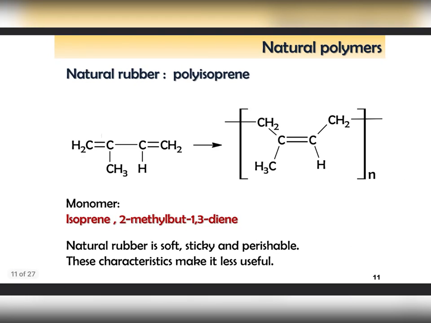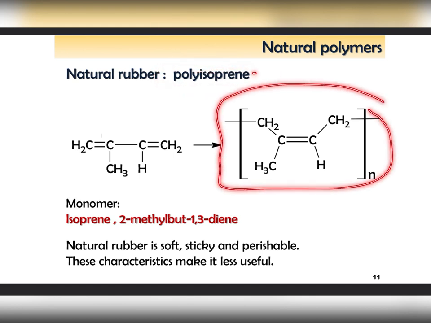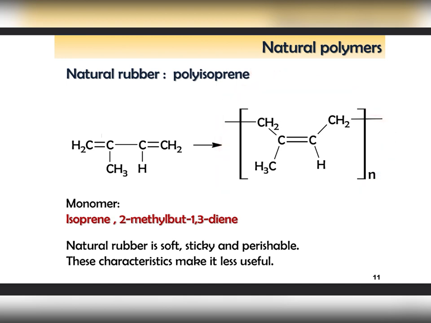Okay, so now kita tengok natural rubber pula. So we have polyisoprene. So ini adalah structure of polyisoprene. Okay, so the monomer is this one, isoprene. Ini monomernya. Ataupun the IUPAC name is 2-methyl-1,3-butadiene. Okay, so diene sebab ada dua alkin C double bond C lah. So natural rubber, sifat dia adalah soft, sticky and perishable. So this characteristic make it less useful. So sebab tu natural rubber biasanya akan diolah sebelum diguna pakai secara meluas dalam industri.